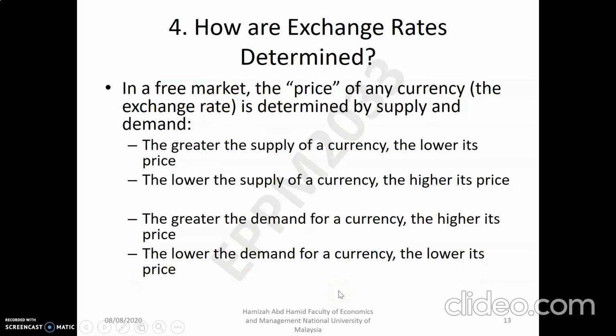There are a lot of factors that come into the picture when it comes to determining exchange rates. It's not fully determined by supply and demand, because not all countries are operating in a free market.